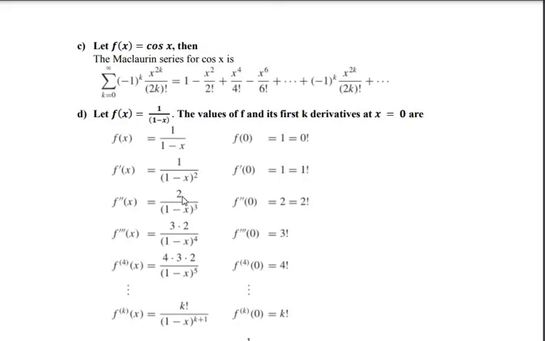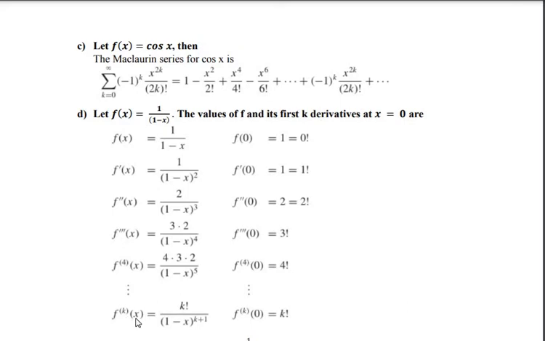f double dash of x is equal to 2 divided by (1 minus x) the whole cube. Then f double dash of 0 is equal to 2, that you can write as 2 factorial. Then f triple dash of x is equal to 3 into 2 divided by (1 minus x) the whole raised to 4. Then f triple dash of 0 will be equal to 3 factorial, plus etc.